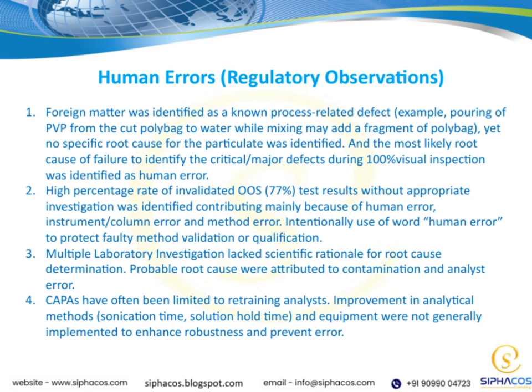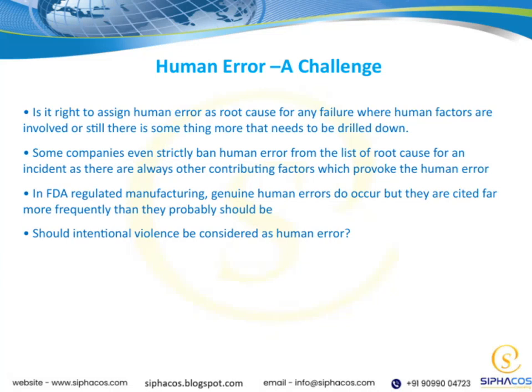Finally, under regulatory observations, it's clear that human errors continue to be a significant concern. Addressing these issues requires more than just retraining. We need a comprehensive approach to improve methods, validate processes thoroughly, and reduce the likelihood of human mistakes affecting our quality. When we talk about human error as a root cause, it's important to ask ourselves whether it's always the right thing to do. Often, human factors are involved, but there might be deeper issues at play that need to be explored further. Just attributing a failure solely to human error can oversimplify the situation and overlook other contributing factors.